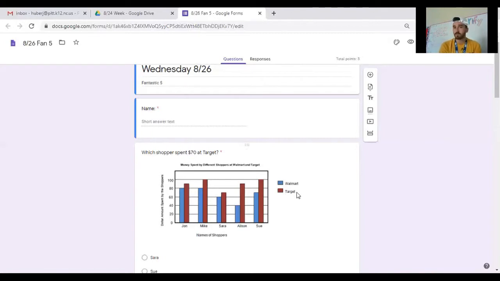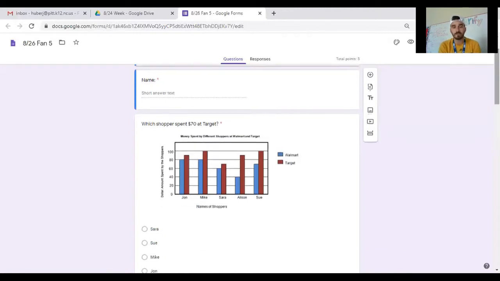Very first day, we talked about numerical or categorical data. If it's asking you how much money you spent, $100, $20, $200 if you're my wife, that's going to be numerical data. So looking at our very first question, it says, which shopper spent $70 at Target?